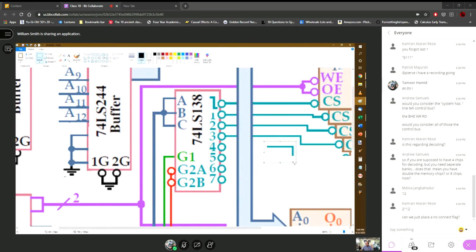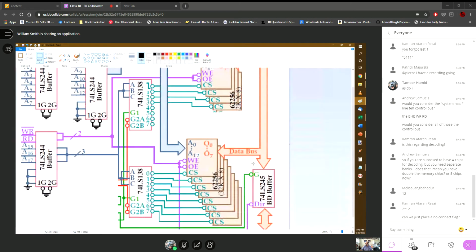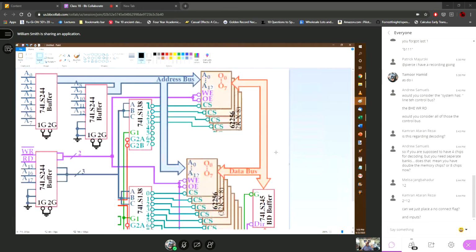So you were talking about the NC flags. You're going to put 4 NC flags on these outputs here. Okay? And I'm not even going to need this bottom bank here because I just need to have the output data bus. Can we place a no connect flag on an input? No, actually no connect flags are going to be more on the outputs than the inputs.